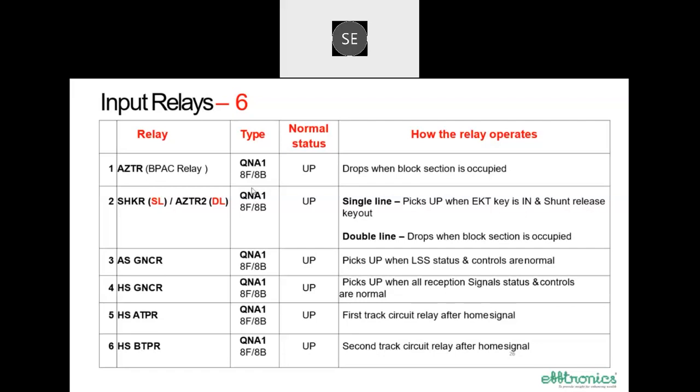The type of relays used here are shown. So QNA1, as we are using these same block instruments in our area, so we are using immunized relays here. QNA1 of type 8F, 8B, all these are same relays. Their normal status is up, and of course how they operate is given here. So 6 input relays and their type and status are given here.